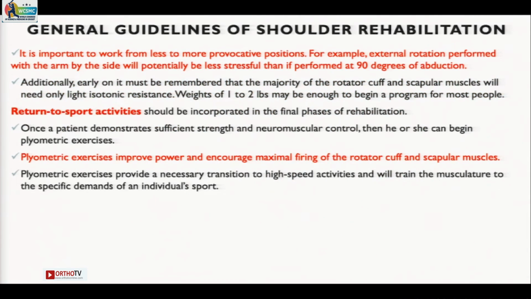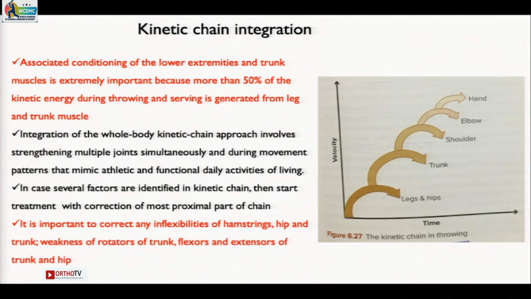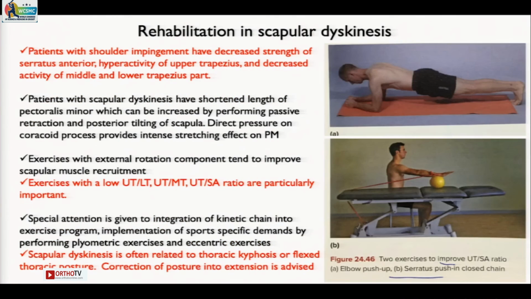There may be a problem in any proximal part of the kinetic chain, and then you should work from less to more provocative positions. For example, external rotation performed by the side first, and then you can go for external rotation in 90-degree abduction. You should integrate the kinetic chain, and it is important to correct any inflexibility of the hamstrings, hips, and trunk, weakness of the rotators of the trunk and the flexors and extensors of the trunk and hip, and you should evaluate the whole kinetic chain.